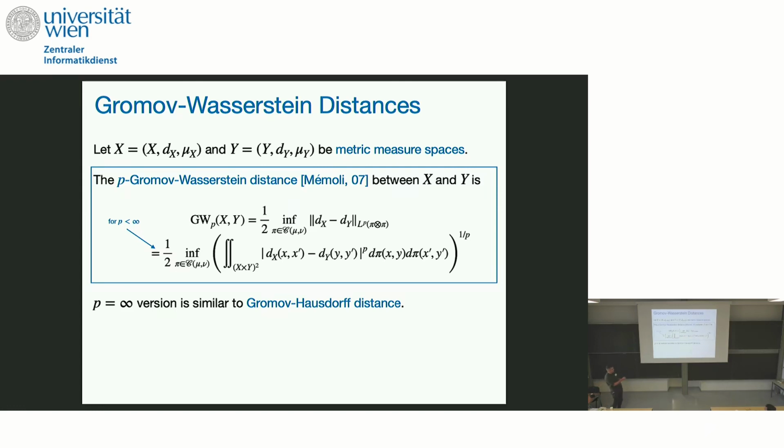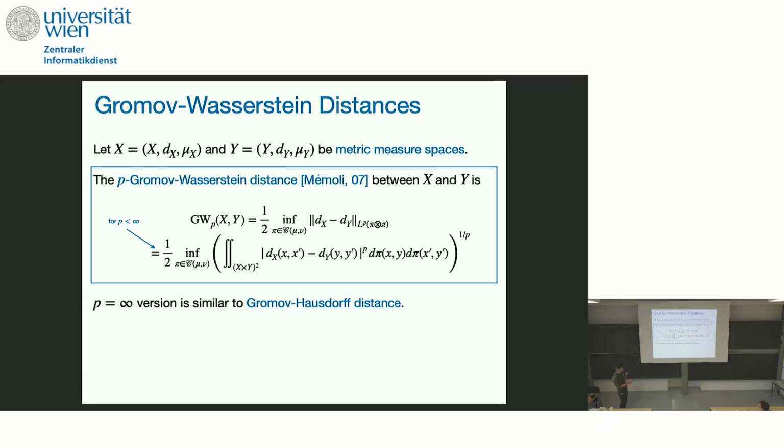So this should be mu x and mu y, thank you. Yeah, so I'm coupling mu x and mu y, and then the point is I change how I measure the quality of a coupling, okay? Now I don't have a notion of distance between points in x and points in y, I can only do this kind of relatively, okay?